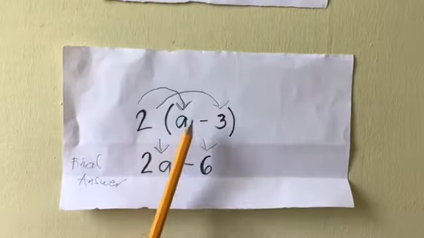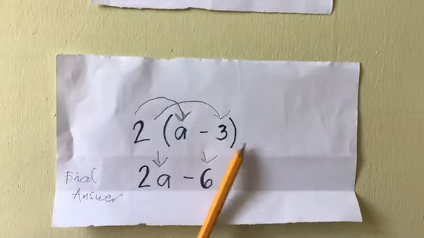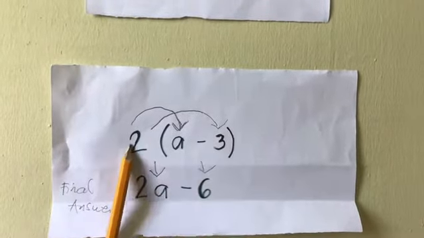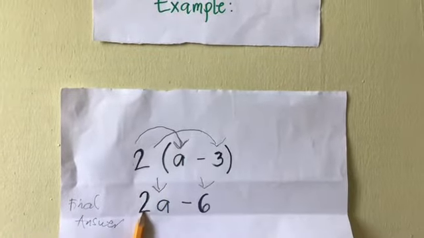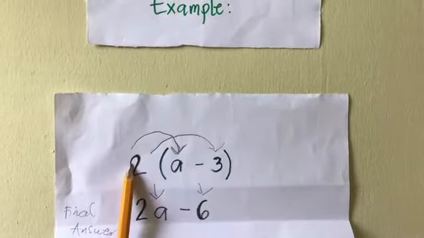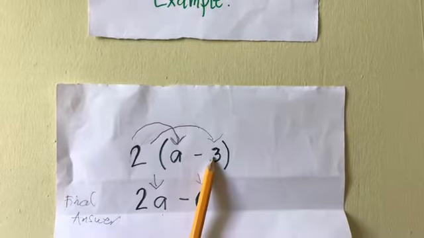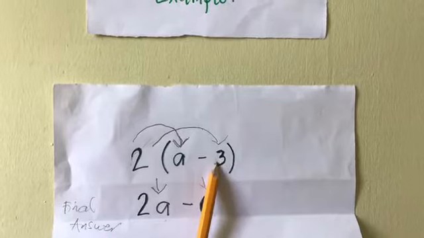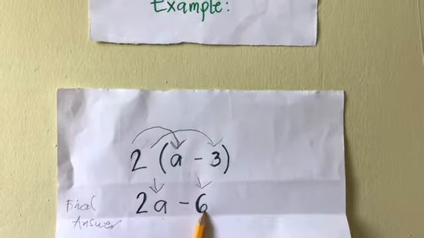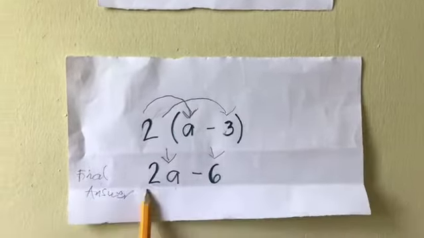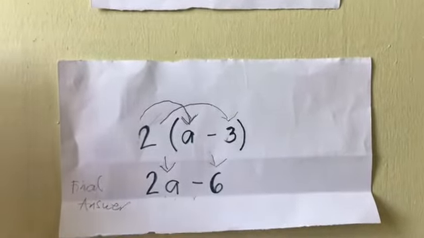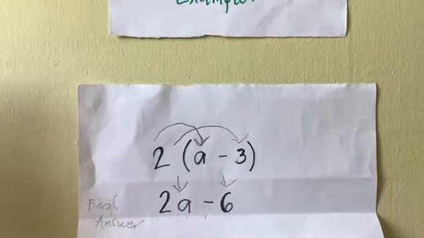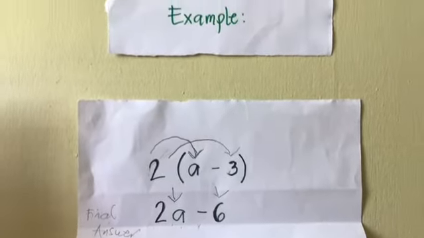Example: 2 open parentheses a minus 3 close parentheses. 2 times a, which you are going to distribute, will give you the answer of 2a. 2 times negative 3 will give you the answer of negative 6. So your final answer would be 2a minus 6. When you do the distributive property, what you're actually doing is taking a factored expression and expanding it.